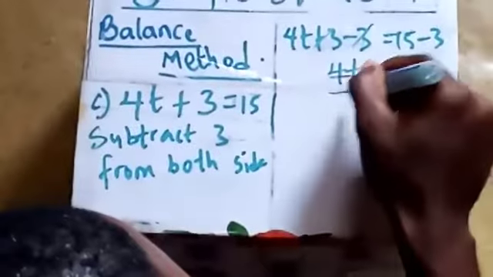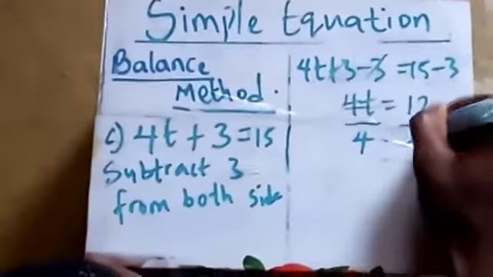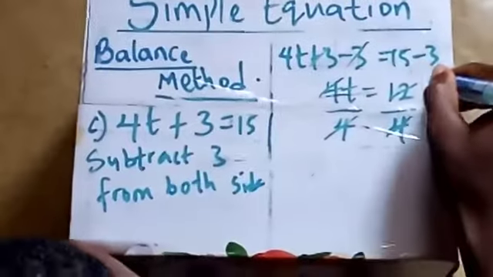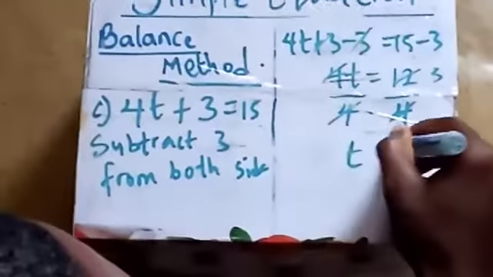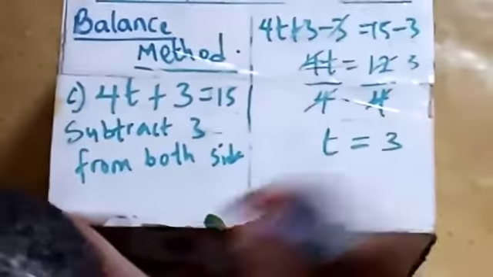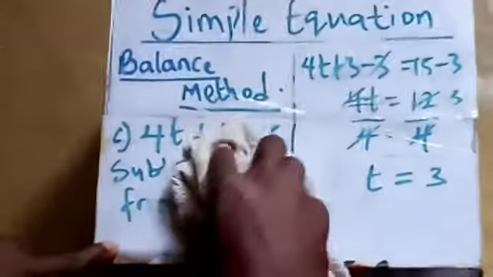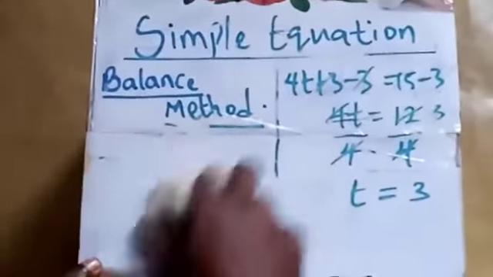And from here you divide both sides by 4. If you divide both sides by 4, this will cancel this. 4 will go in 12 3 times, and t equals 3. You can see how simple it is. Let's solve this last example, and then we'll take a classwork.